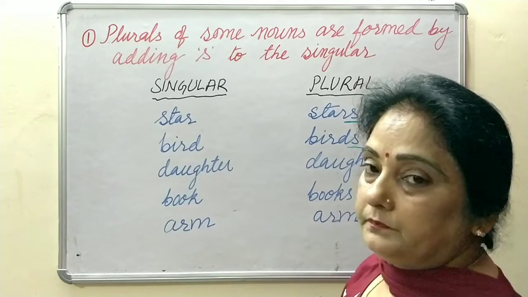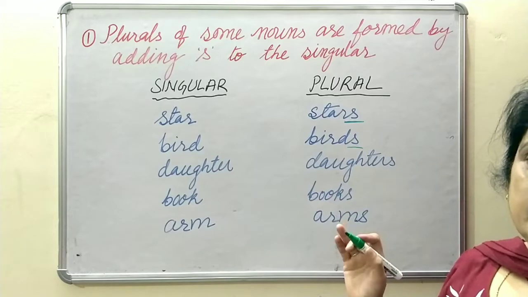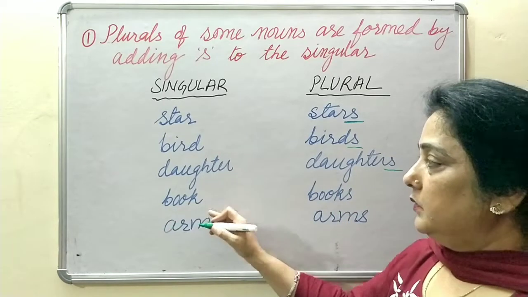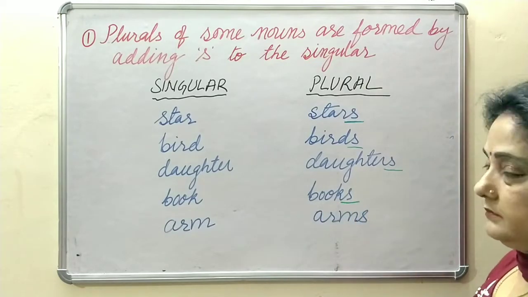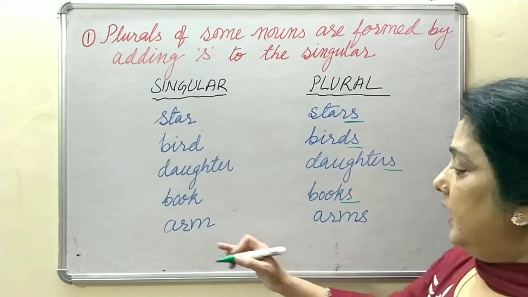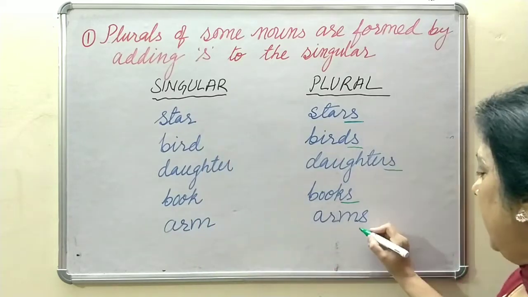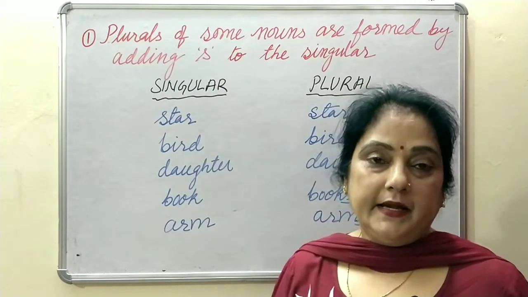Daughter. Daughter is a singular and daughters is plural. Here also we have added S. Book. Book is a singular. Books is plural by adding S. Arm. Arm is a singular and arms becomes plural by adding S.